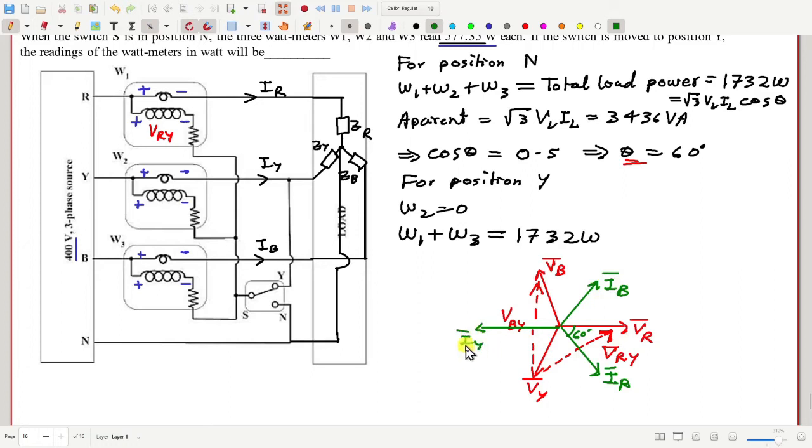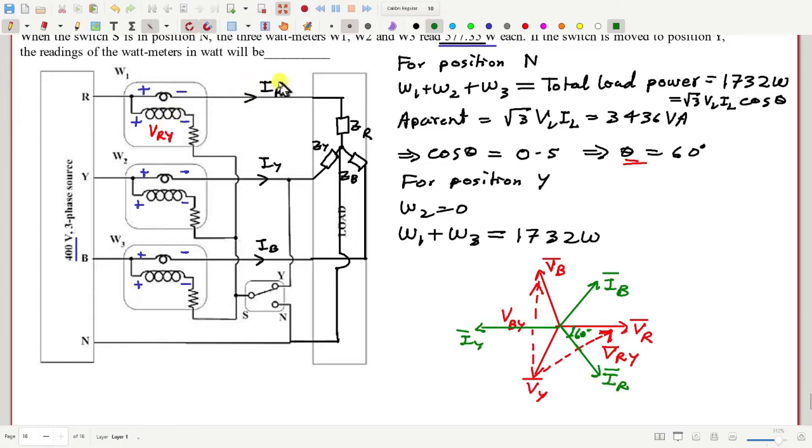Now from this diagram, can you tell the value of W1 or W3? Let me refine my diagram a bit. 0.866. Yeah, so how much is the reading of W1, say? No, they won't be equal. Yeah, they won't be equal, right? But how much is the reading of W1?